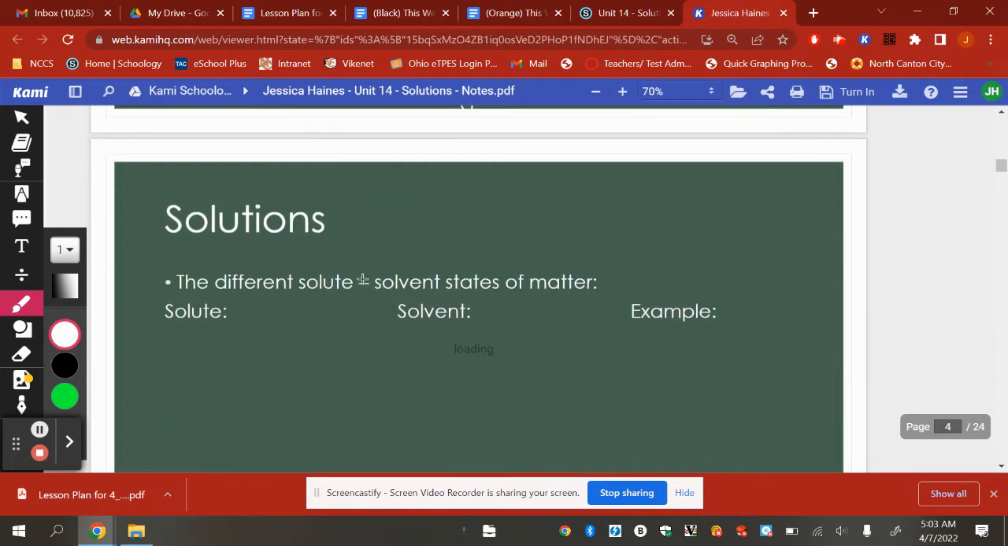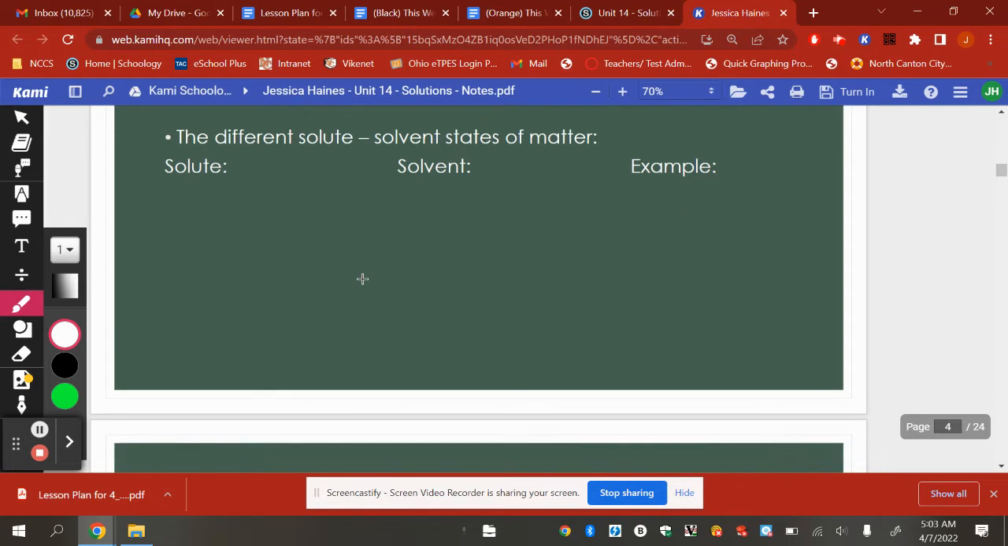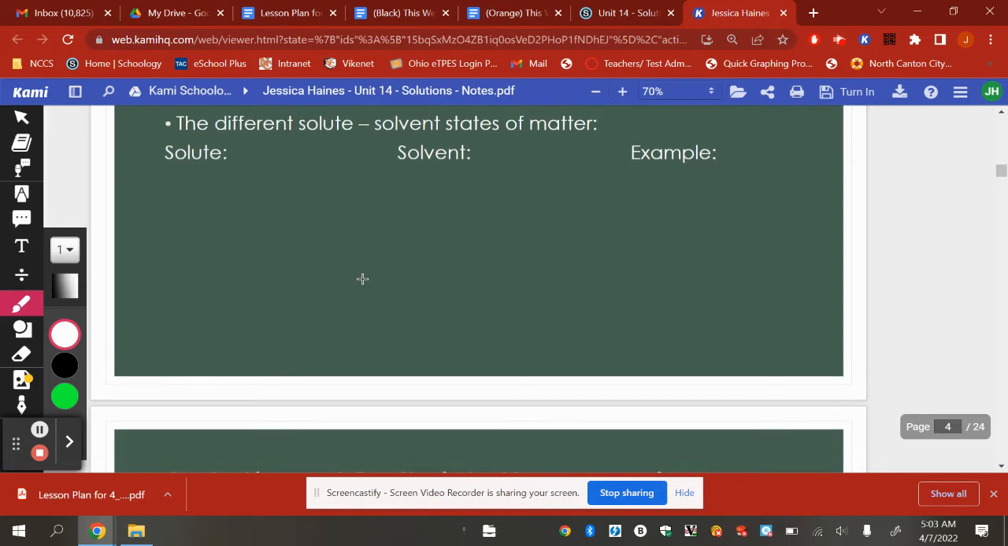All right, so let's kind of dive into solutions a little bit more. We can have different solute solvent states of matter combinations, and I want to talk about them in some examples. So let's talk about our first example. If I had the solute, again, this is the thing that gets dissolved, and the state of matter of the solute is a gas and it's getting dissolved into a liquid, think about that just for a minute.